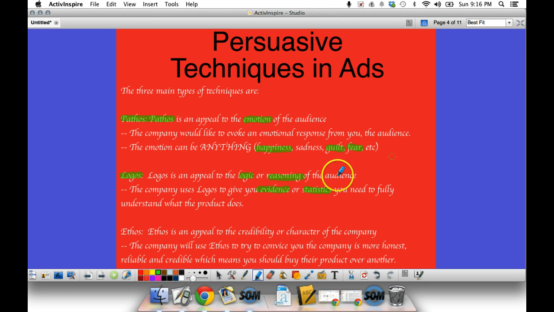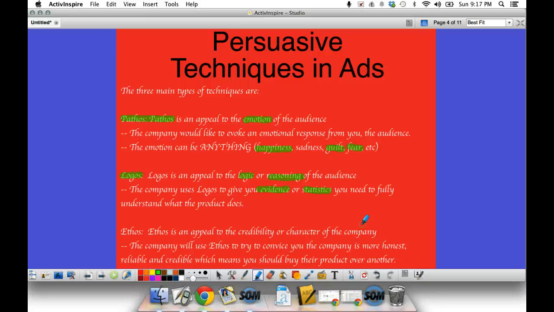Okay? Next one is ethos. Ethos is an appeal to the credibility or character of the company. They want to convince you that they are the more honest ones, more reliable and credible, and that's why you should buy their product over another. Some ways that they can do this: they can have statistics from experts, like 9 out of 10 dentists prefer that you chew Trident gum, or whatever it is. Also, they can have a spokesperson support their company.